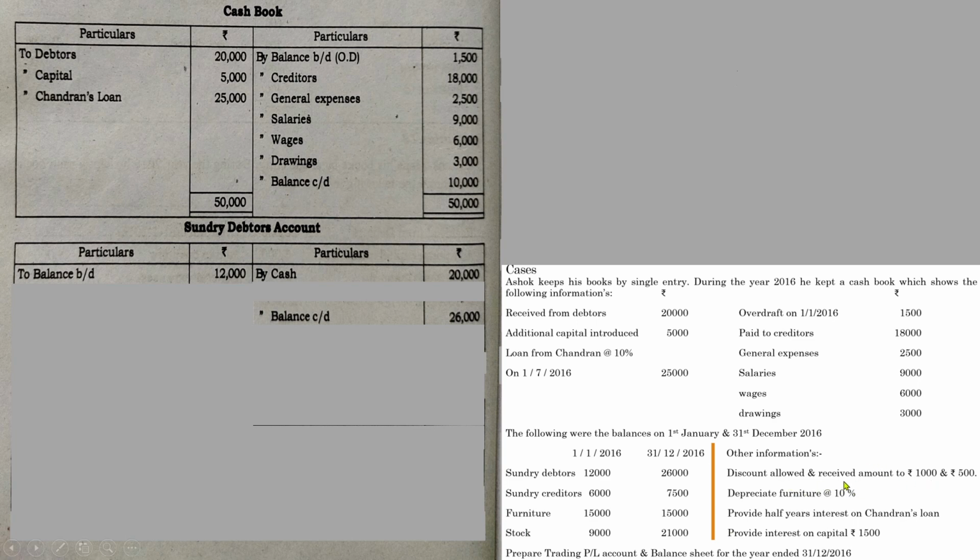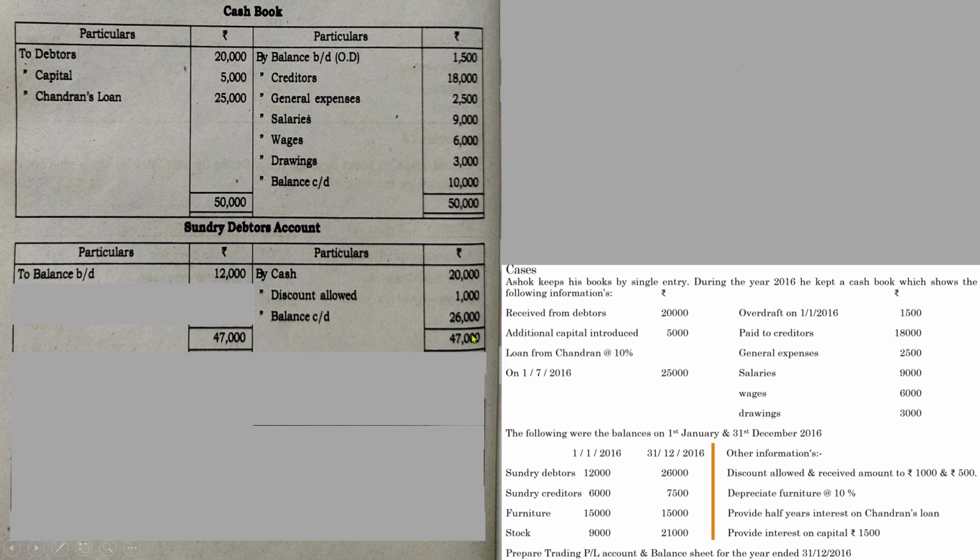So discount allowed amount is 1,000. I hope we have recorded all the items specified in the question in the respective account. So let us balance this account. First of all, identify the totals of both sides. Here it is 12,000, here it is more than 12,000, so definitely this side will be the bigger value. Find out the total, so it is 47,000. Write the 47,000 in the other column also.